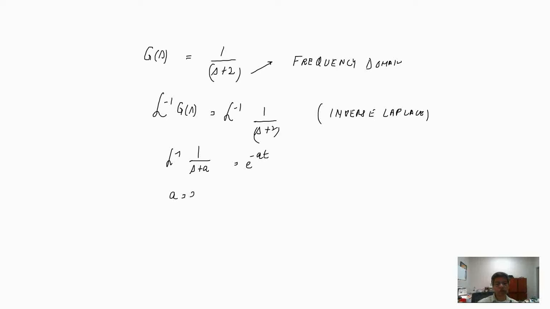So the inverse Laplace transform of this transfer function, the inverse of G of s, is simply going to be equal to what? Let's think about that. A is equal to 2, so the answer is going to be e to the negative 2t. So we can say that g of t in the time domain is equal to e to the power of negative 2t. Now you can do the same stuff using MATLAB.